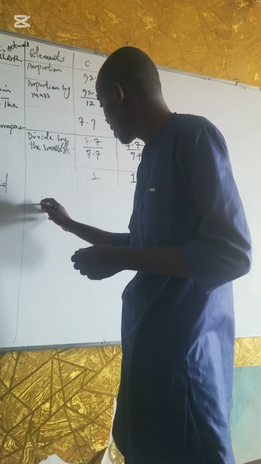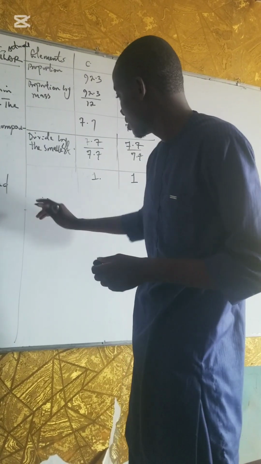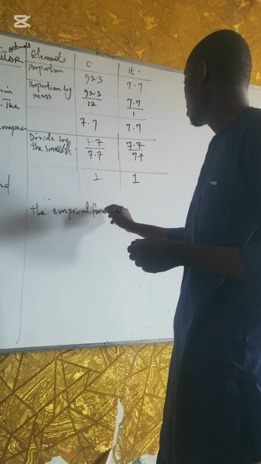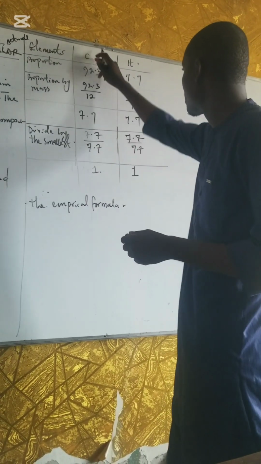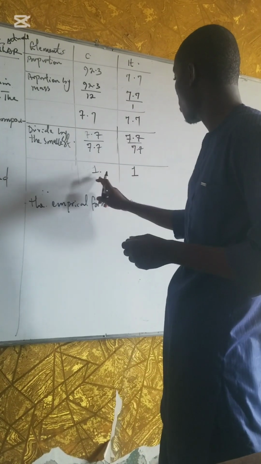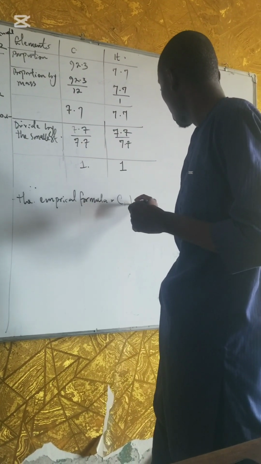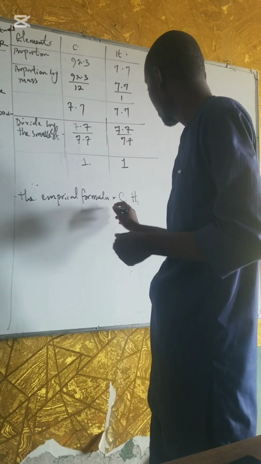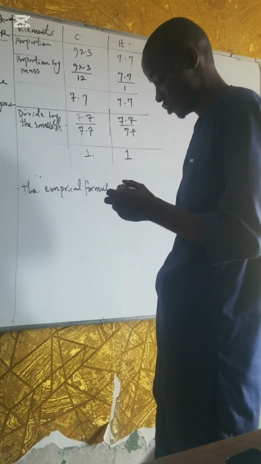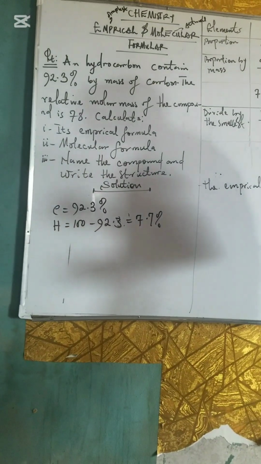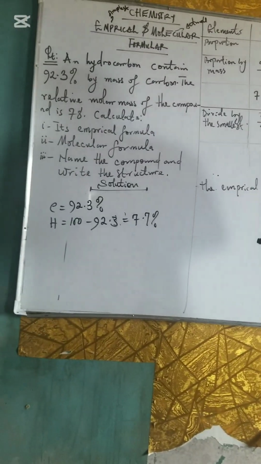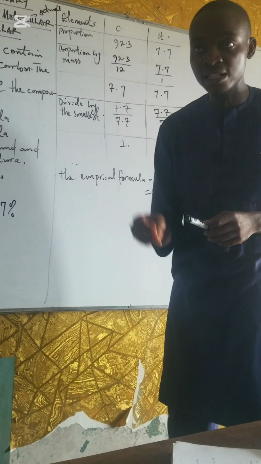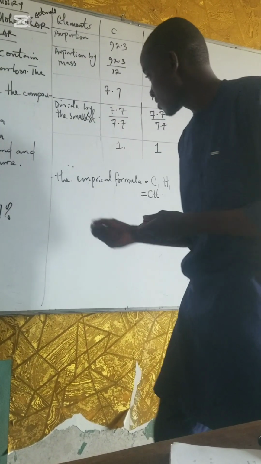So therefore, the empirical formula is equals to C. So we can see that we have one atom of carbon, one atom of hydrogen. So that is the empirical formula, which is CH. So the next question is to find the molecular formula, which is the formula of this hydrocarbon that will show the actual numbers of atoms that is present in the molecules of this hydrocarbon.